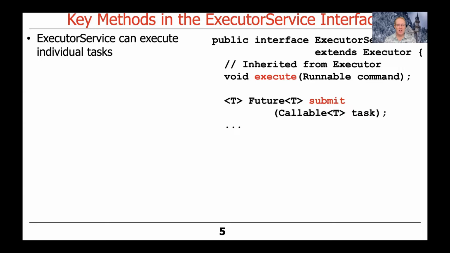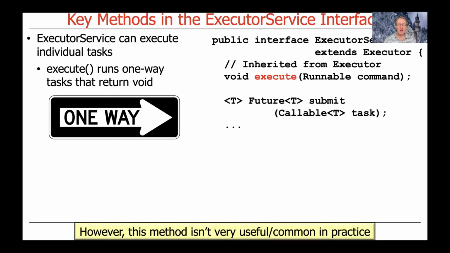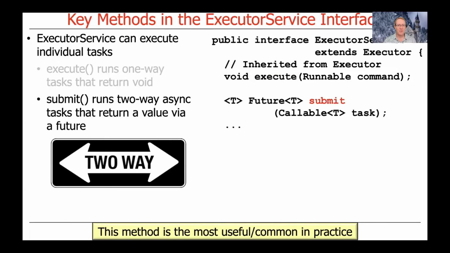So the execute method, as we'll see in a moment, is coming straight from executor, and we already know what it does. The other method that we'll talk more about, because it's more interesting, is called submit. So again, just a quick recap, execute will run a one-way task that doesn't return anything. That's what makes it one way. In practice, this method really isn't that useful because you have no easy way to control the life cycle of the task because it's going to run in the background, and short of shutting down the entire executor service, there's no easy way to cancel that running task.